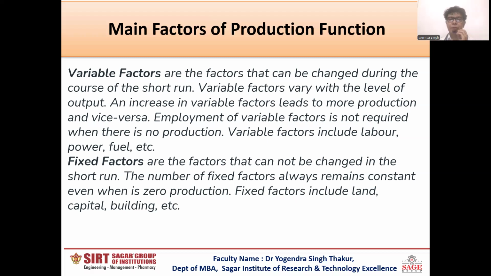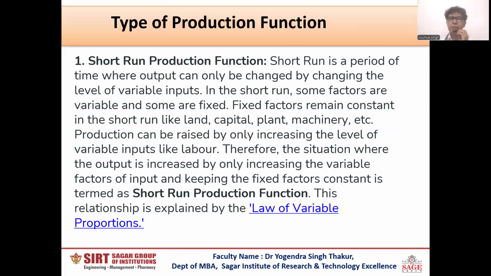Fixed factors are the factors that cannot be changed in the short run. The number of fixed factors always remains constant even when there is zero production. Fixed factors include land, capital, building, etc. Types of production functions are very important for students of management to understand.